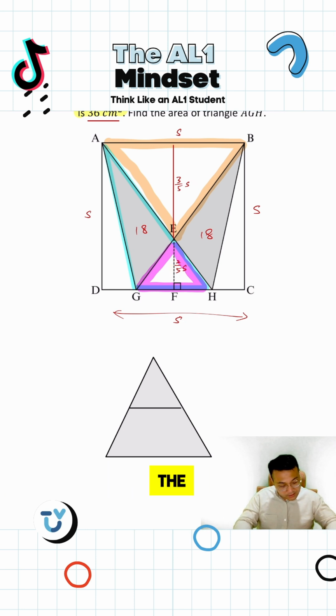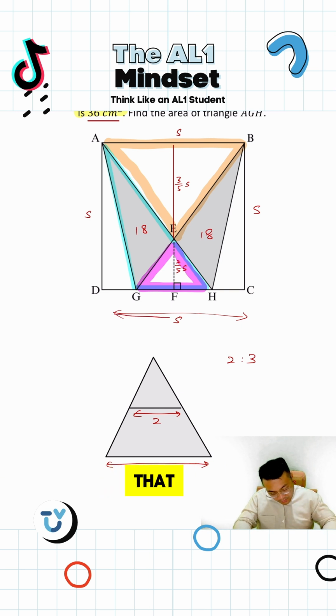3/5. So what is the ratio? The ratio is 2:3. So I can say that the length here has a ratio of 2 is to 3. Okay? Why is that important? Because we know that the orange triangle has a base of S. Therefore, if the ratio is 2:3, then I can safely say that the length of GH is 2/3 of S.